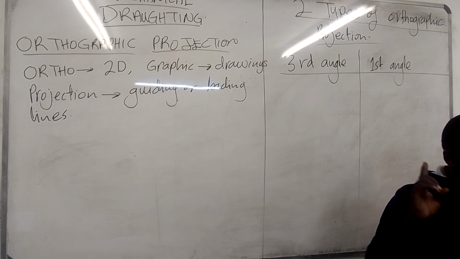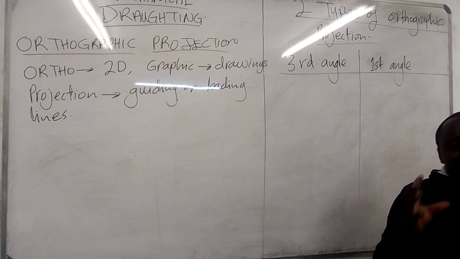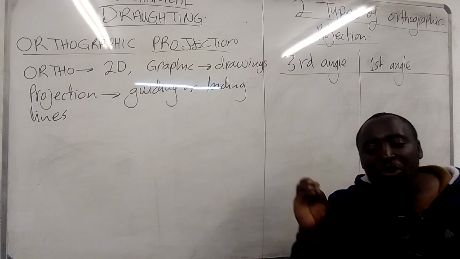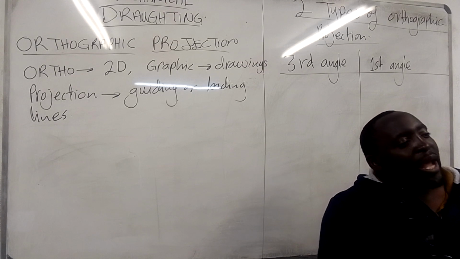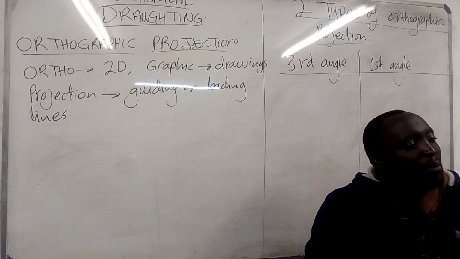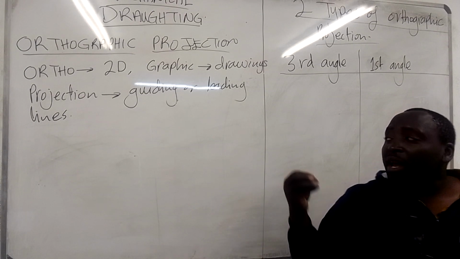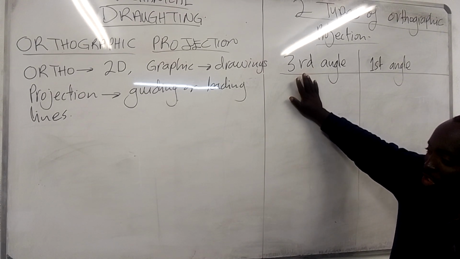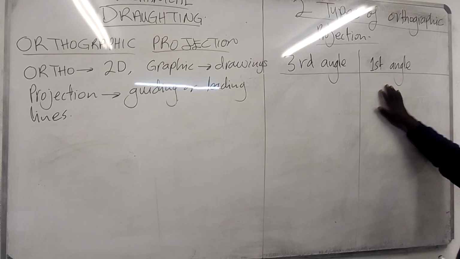Remember, the component is the same. The drawing will be the one drawing. But now you are looking at how you are going to interpret the views based on what you'll be given. So now in this regard, when we are looking at third angle projection, what does it mean? First angle projection, what does it mean?